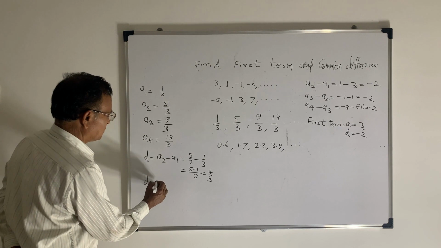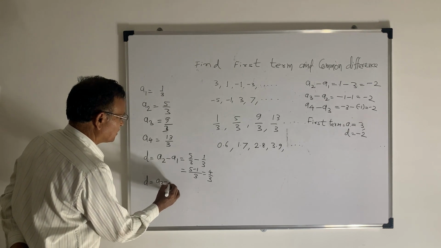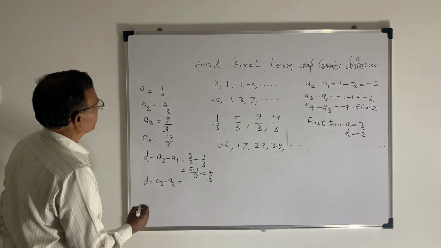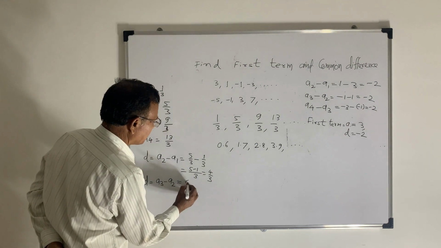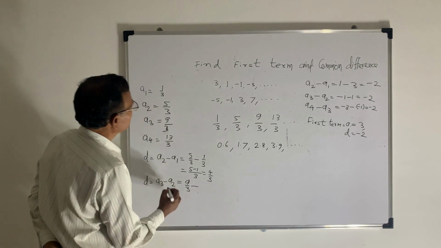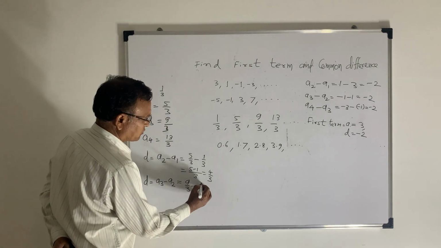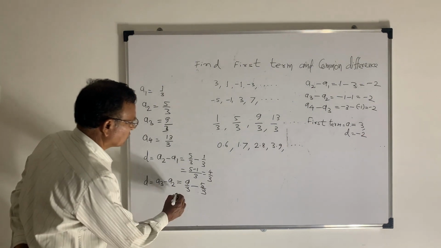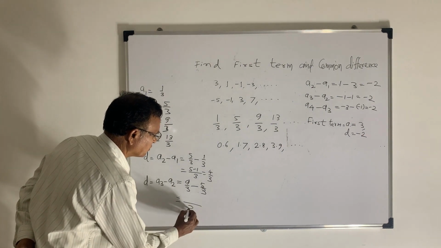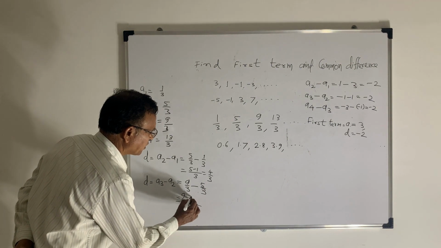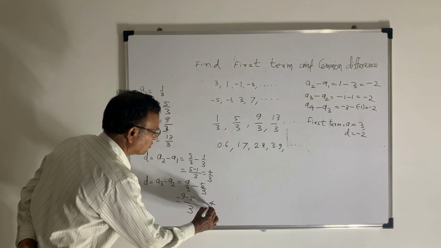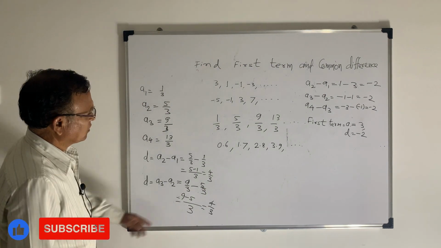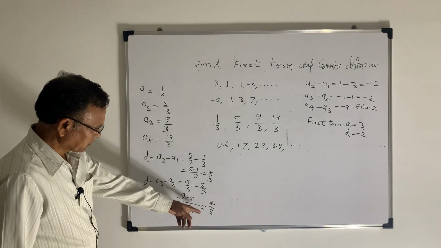Difference between third term and second term, a3 minus a2. a3 is 9 by 3 minus a2 is 5 by 3. So that is 9 minus 5 is equal to 4 by 3. So common difference is 4 by 3.